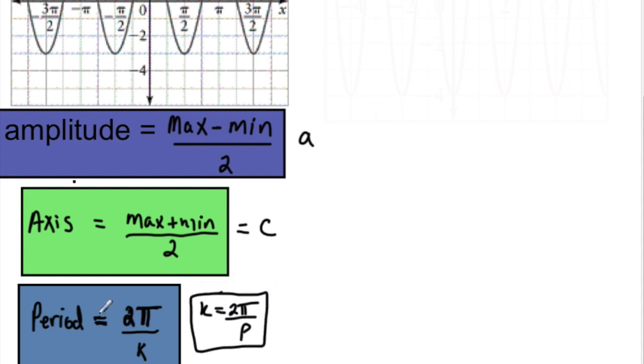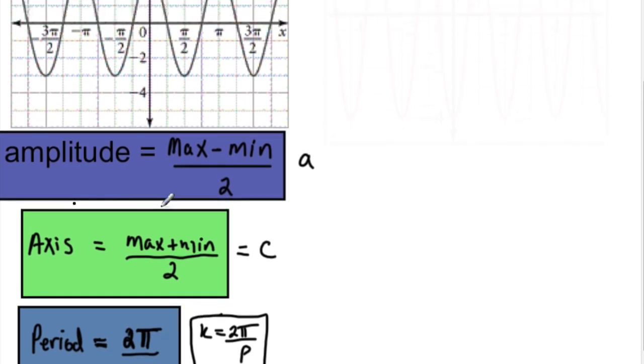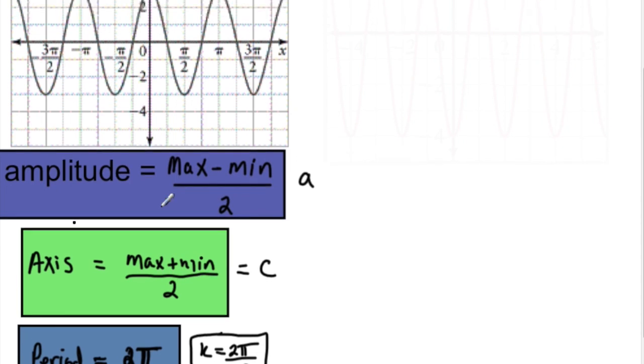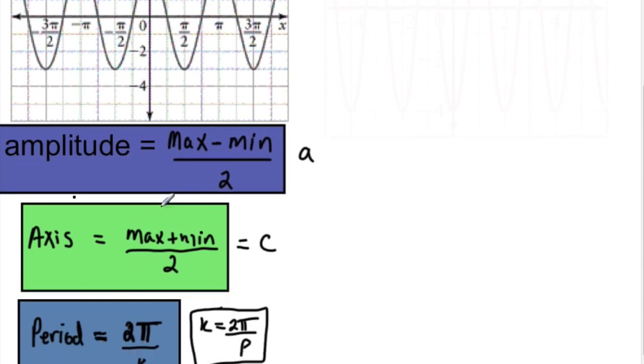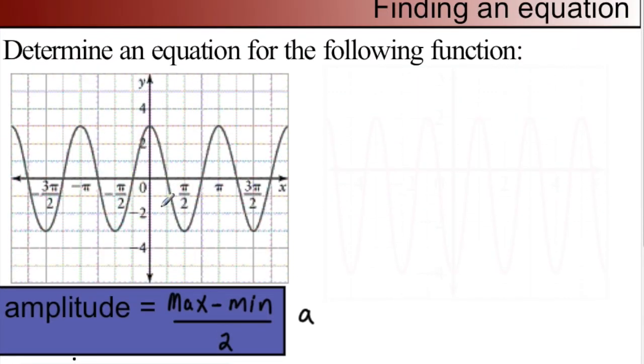That's because when we talk about stretching and compressing, we divide by k, which is like taking the period and dividing it by k. It's going to shrink it down if k is bigger than 1, so it'll cut my period down. So we use these to help determine the a, c, and k values, and the d value, the shift left or right, all depends on whether we're going to use sine or cosine to model this. So let's go back and look at this.